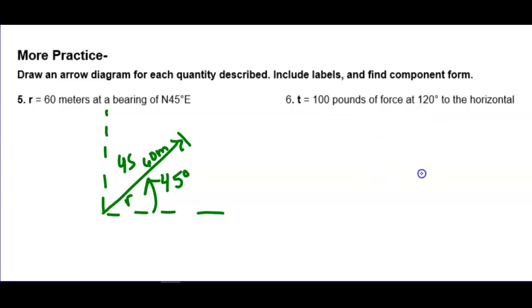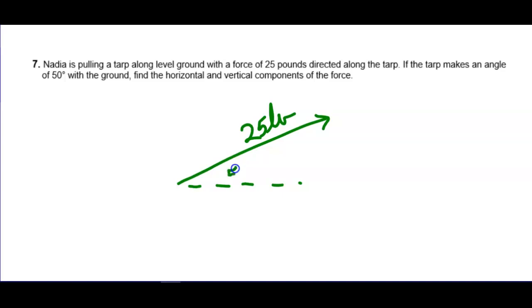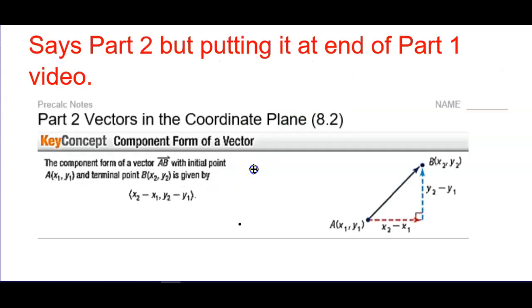You're also supposed to draw it though. It says Nadia's pulling a tarp with 25 pounds of force along the tarp if the tarp makes an angle of 50 degrees with the ground. Okay, so she's pulling it this way with 25 pounds of force, and it's making a 50-degree angle with the ground. Find the horizontal and vertical. So you're going to do 25 cosine of 50, 25 sine of 50.